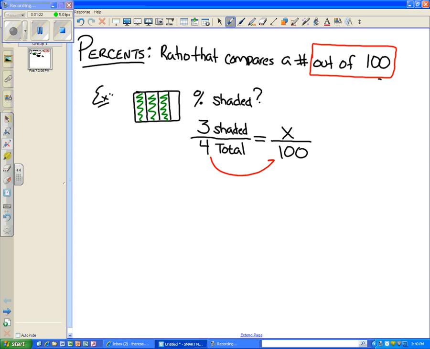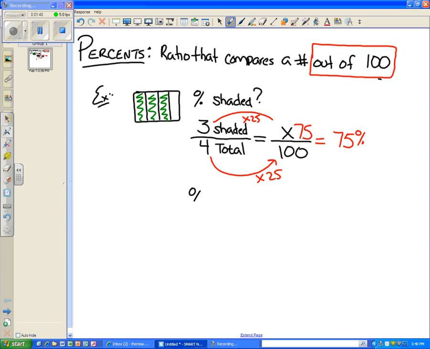4 can go into 100 25 times. When I do it to the bottom, I do it to the top. And I say 75 out of 100 is 75%. So that means that 75% of the figure is shaded.